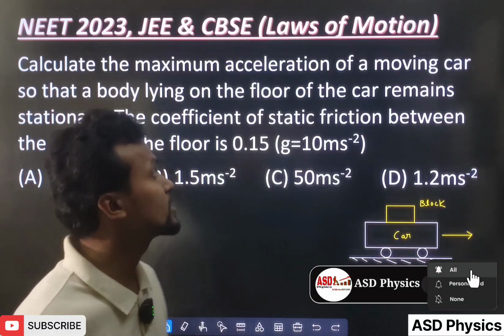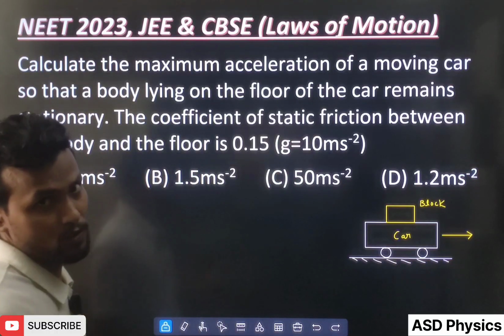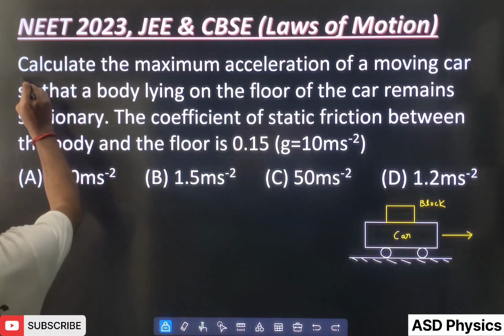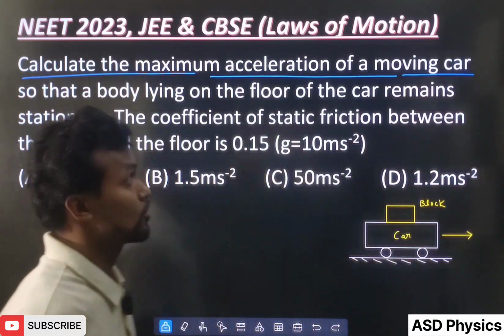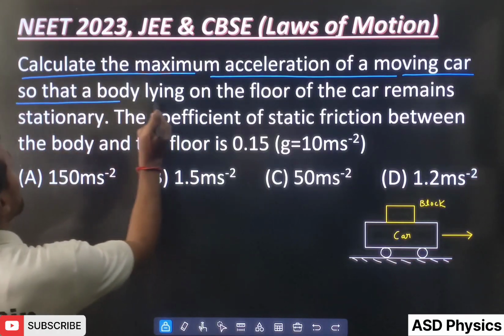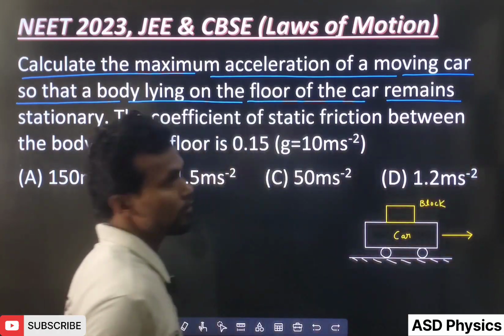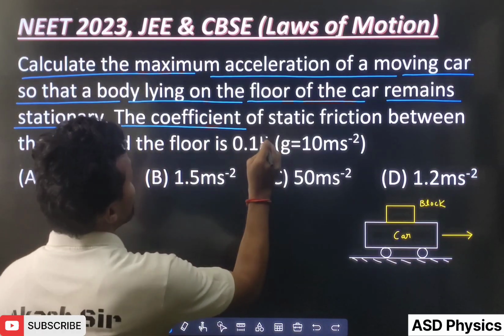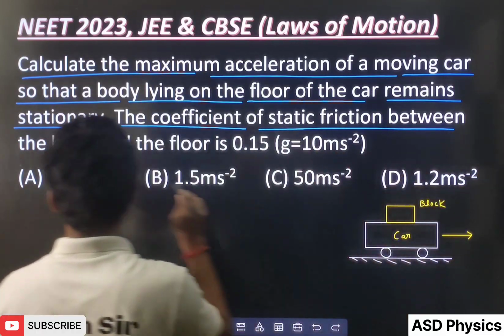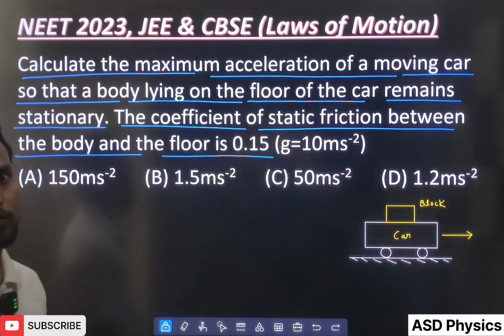So students, in this video we are going to solve a question from the chapter laws of motion. Okay, let's go through the question. Calculate the maximum acceleration of a moving car so that a body lying on the floor of the car remains stationary. The coefficient of static friction between the body and the floor is given as 0.15.